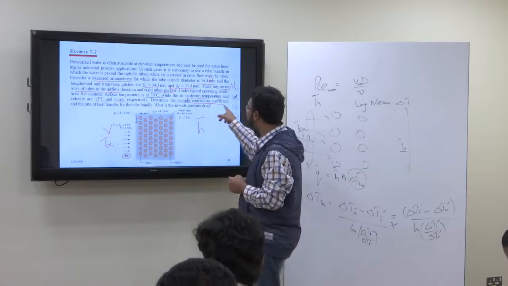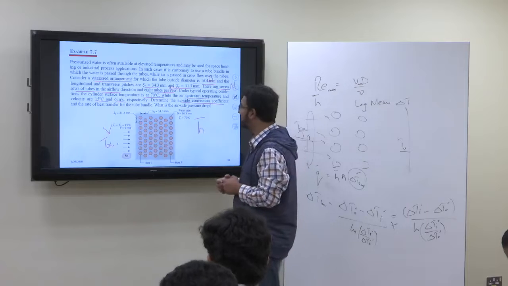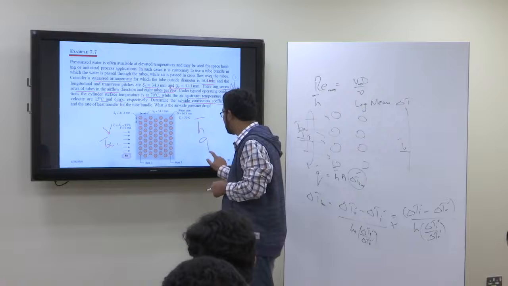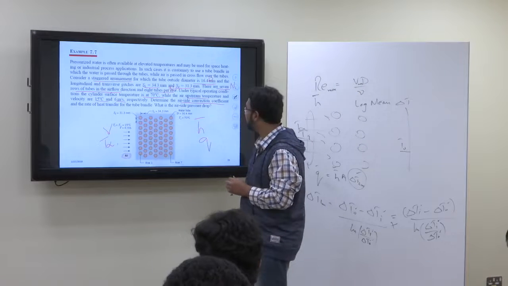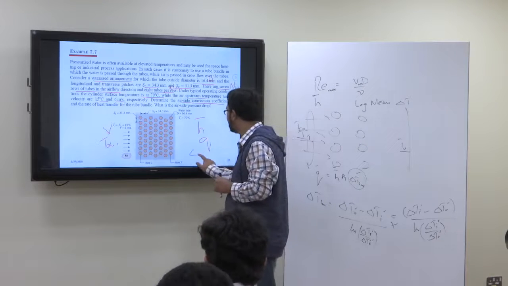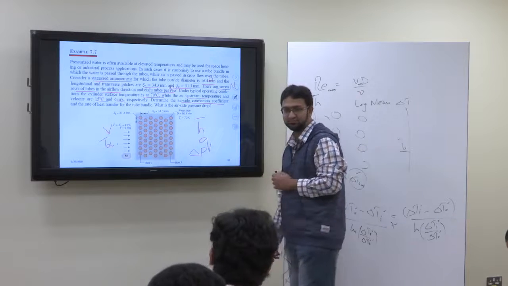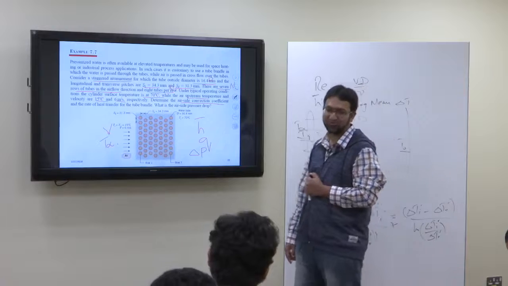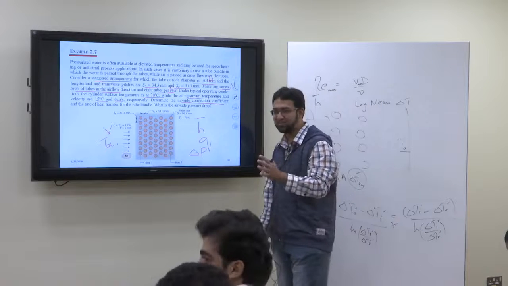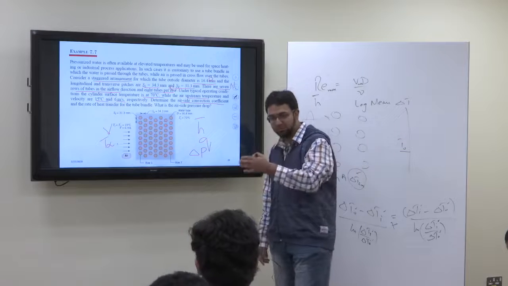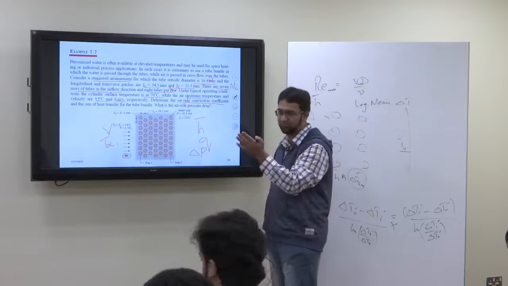So determine the air side convection coefficient and the rate of heat transfer from the tube bundle, q. What is the air side pressure drop, delta P? We have 3 things to determine. But the important thing is that, do you understand what is given? Do you understand now how to proceed into the problem?